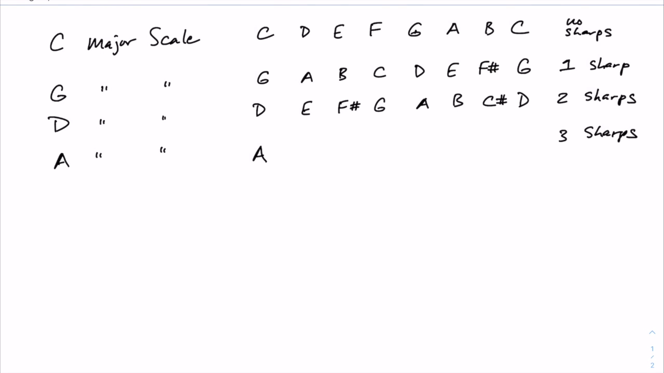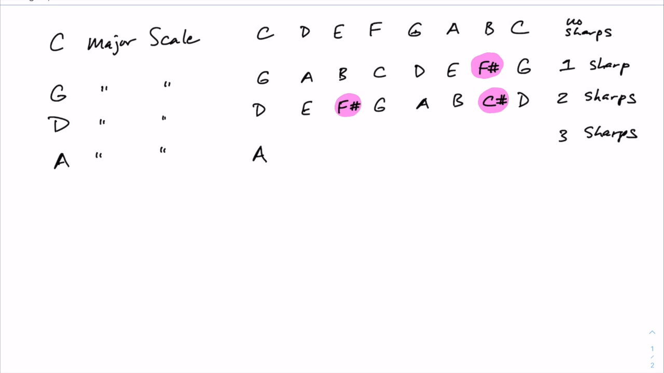So once again, G is the 5th of C, D is the 5th of G, A is the 5th of D, and then we can continue using that pattern to come up with each of the other major scales. Now, notice also, the note that we sharped when we chose that 1 sharp for the G major scale was the note right before G. Well, for the D major scale, we used that same sharp, F sharp, and then we sharped the note right before D, which was C.